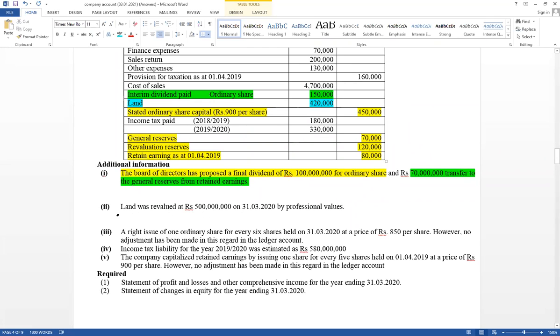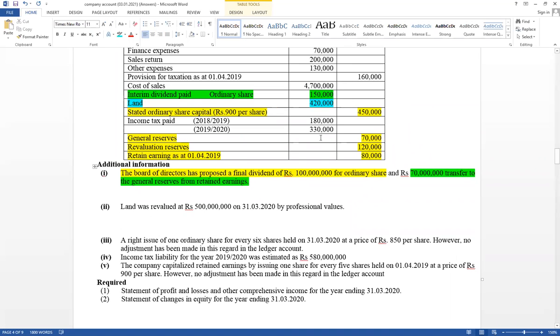And the revaluation amount is given in additional second one, 500,000. Therefore, you have to calculate the revaluation profit and loss. Land is a non-depreciable asset. Therefore, cost value can be compared with revaluation amounts. Therefore, land revaluation surplus.